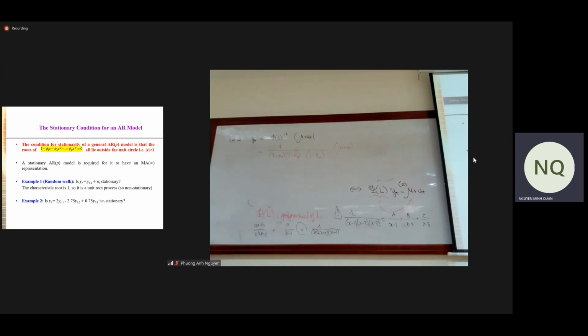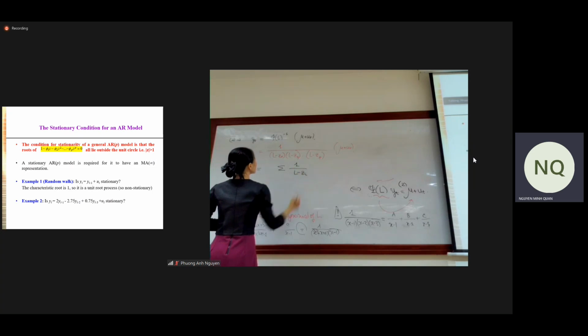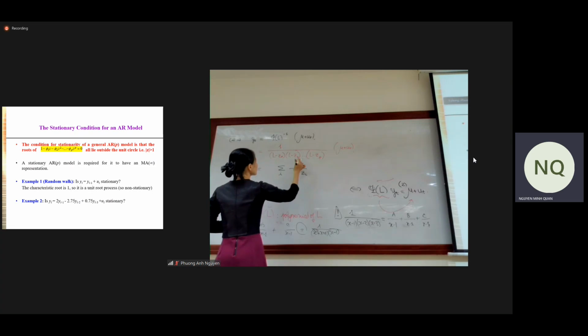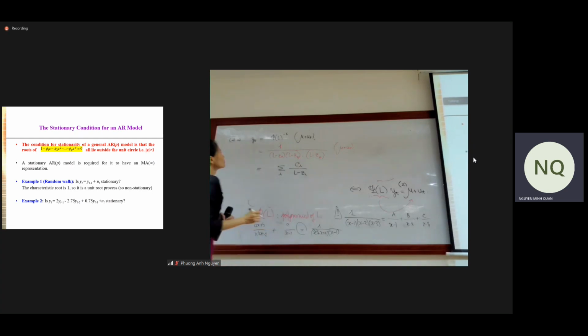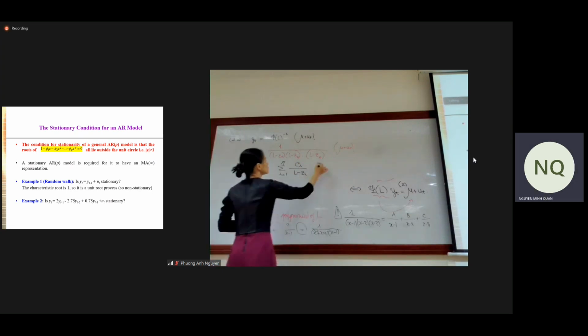And what's next? Decompose this as a sum of 1 over L minus Zi, summed over i. Is that correct? Also with coefficients; I can call them Ci, where i equals 1, 2, 3, and so on.